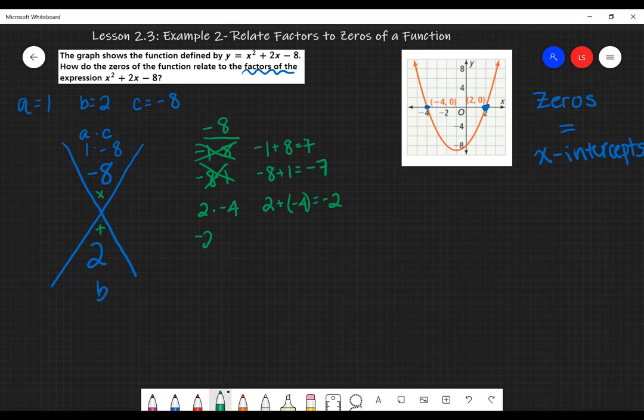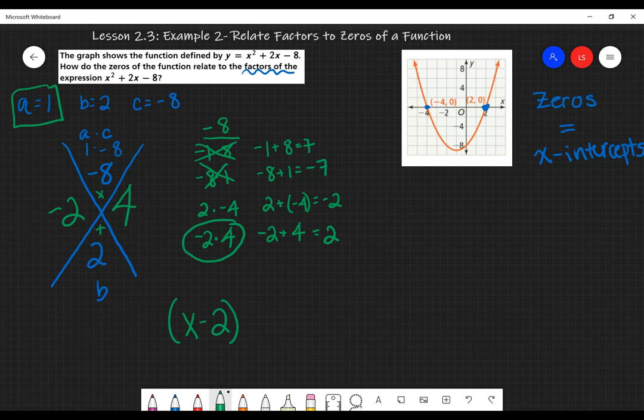And we could do -2 times +4. And when we add -2 plus 4, we get a +2. So here's our two factors. When I look at my equation, I see that a equals 1. So I don't have to do the box method here. I can just write my factors. So I have x minus 2 and x plus 4.